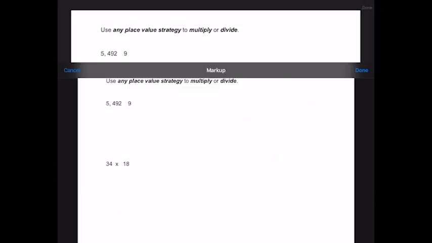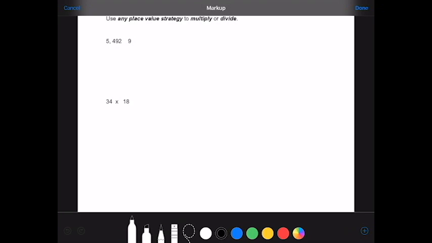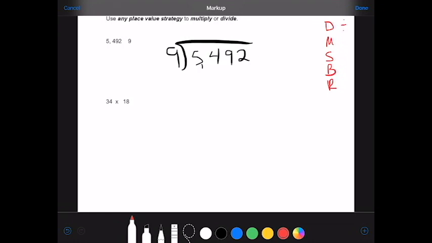This time we get to use any place value strategy to multiply or divide. So we have to make sure we're following the directions. On the first one, we're going to assume it's division. So we need to take 5,492 divided by 9. I'll go ahead and do it long division. When I do long division, I like to write the steps. So let's start. Divide, multiply, subtract, bring down, repeat, divide, multiply, subtract, bring down, repeat, right? And it can be repeat or remainder.